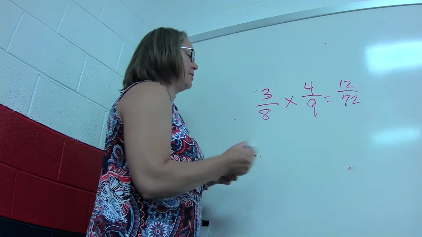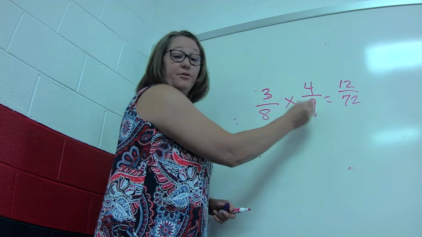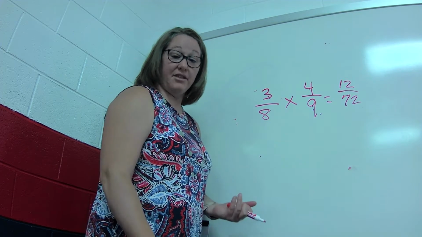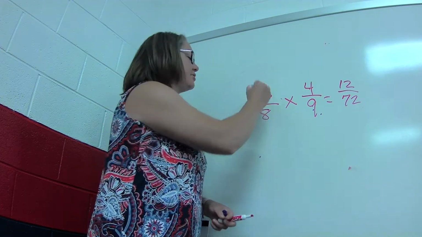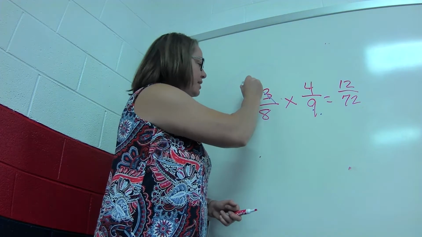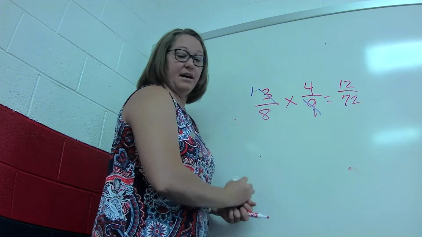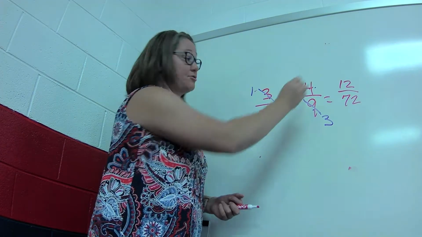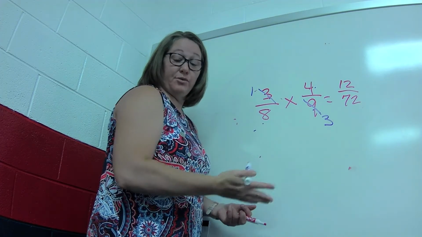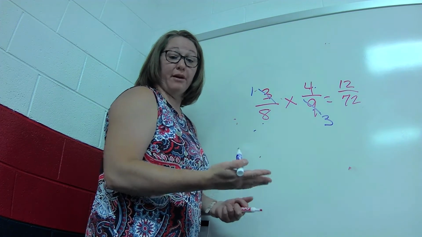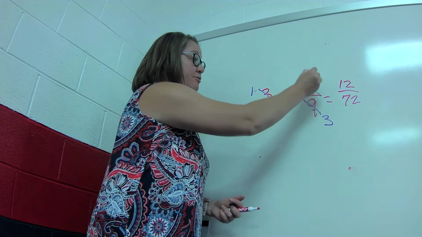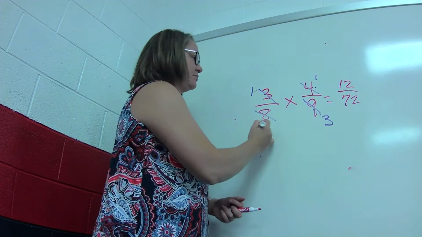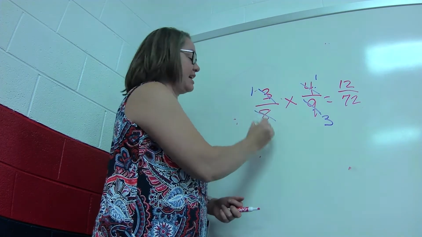I can look at this and this number, the 3 and the 9, and see if they have a common factor. Okay, the common factor would be 3. So let's divide 3 by 3. We get 1. Let's divide 9 by 3. We get 3. Now I can look at these opposite numbers, 4 and 8. We can reduce by 2, but we could also reduce by 4. So 4 goes into 4 one time, and 4 goes into 8 two times.